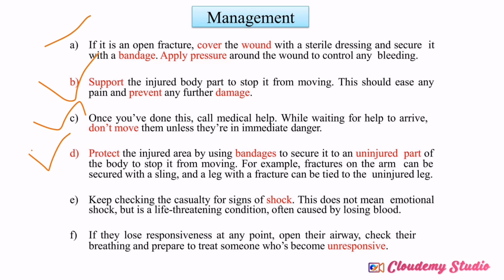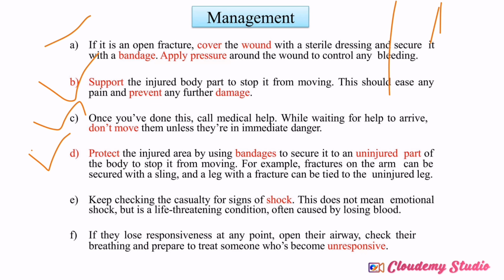So on management D, where it says protect the injured area, the screen has gone, yes, so that you can see properly. Okay, so protect the injured area by using bandages to secure it to any uninjured part of the body to stop it from moving. For example, fractures on the arm can be secured with a sling, and a leg with a fracture can be tied to the uninjured leg.